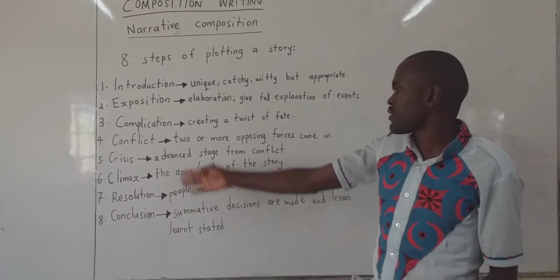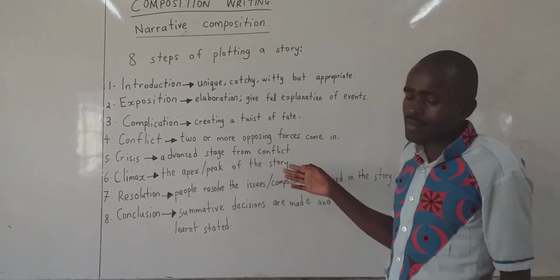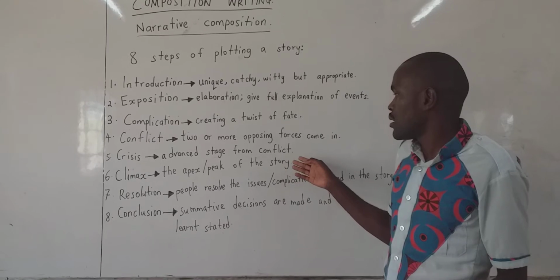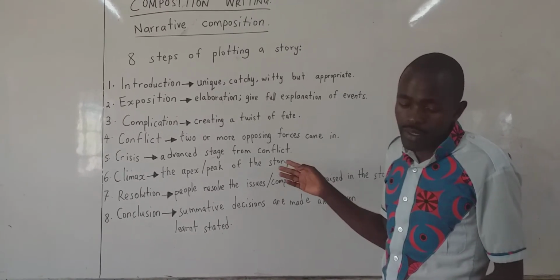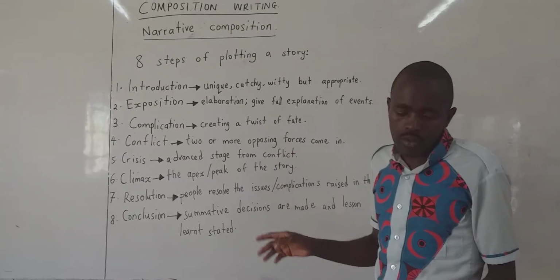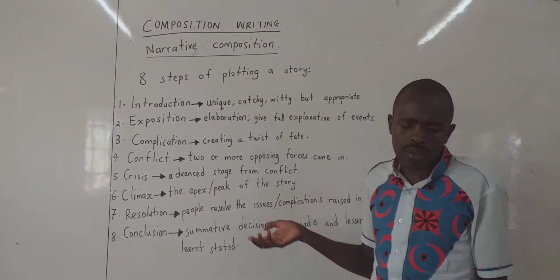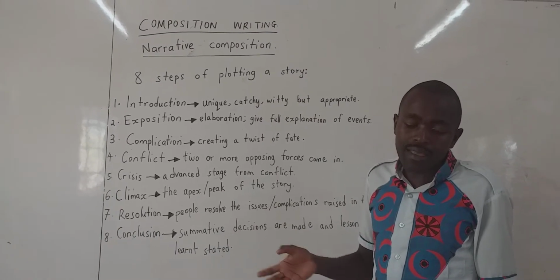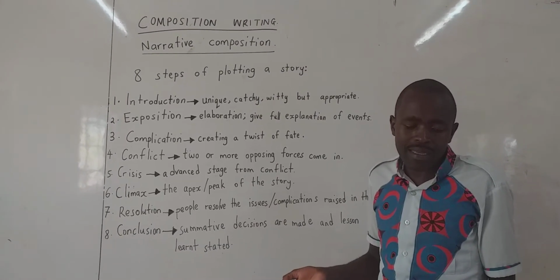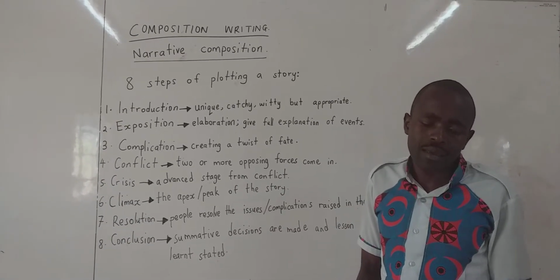So let's go to number 5, that is crisis. Here's the advanced stage of conflict where things start getting out of control. For example, the passengers pick up quarrels with the crew demanding their money back, but the conductor is cunningly adamant and reluctant.